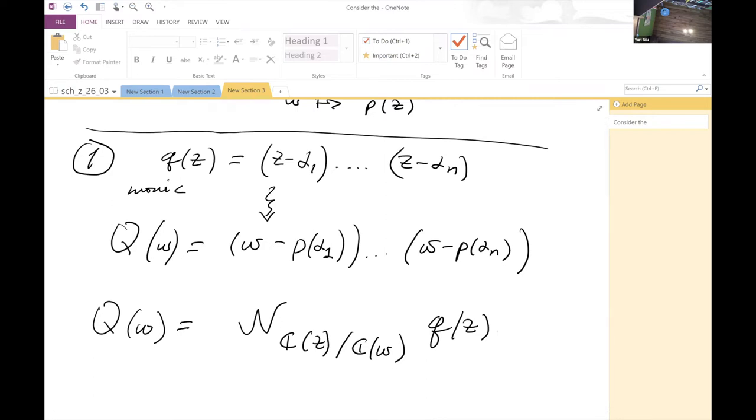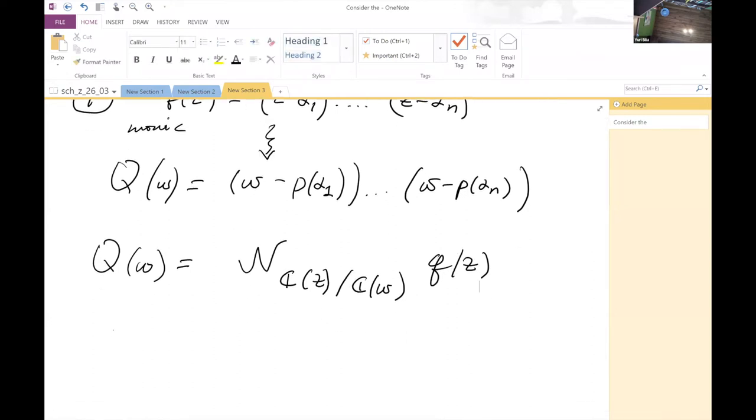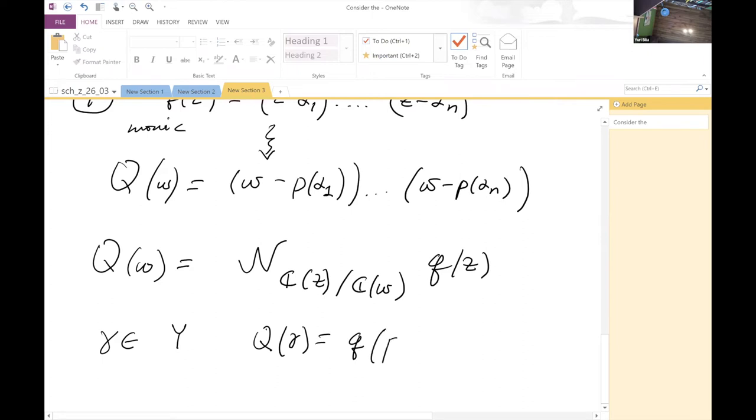And if we want to calculate the value, if we take some gamma element in Y, in the W plane, how we calculate Q of gamma, capital Q of gamma? Well, we calculate it. It is small q of, up to the sign, beta 1, beta n, where beta 1, beta n is just the fiber above gamma.